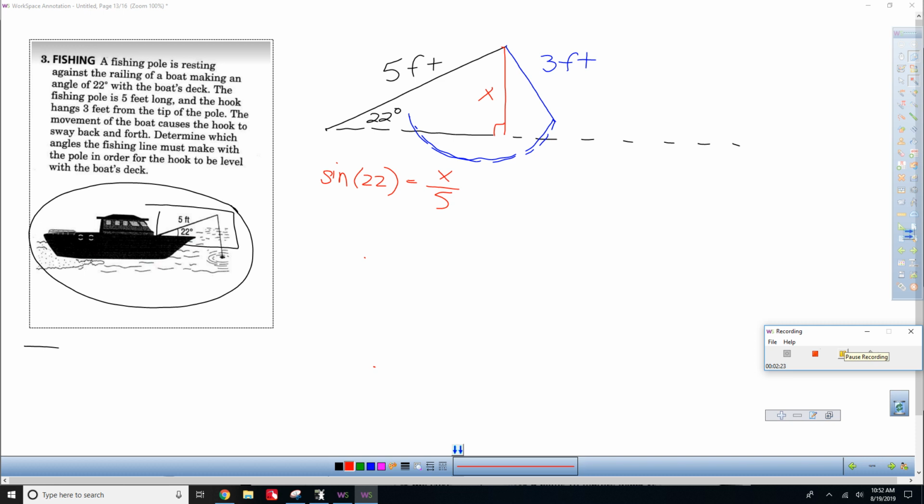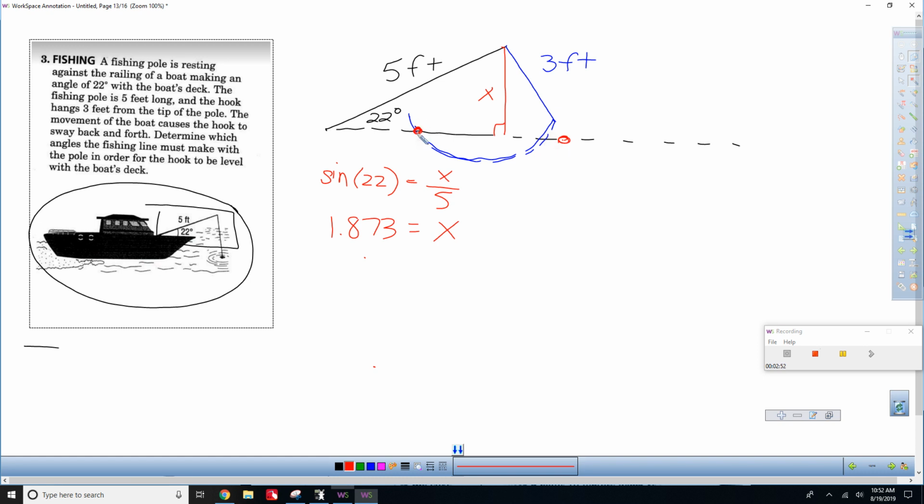Okay, sorry about that. So you get x is 1.873 feet. All right, so since the height is smaller than the blue, since the red segment is smaller than the blue segment, that means there's going to be 2 answers to this question. It's going to hit it here somewhere and there somewhere.